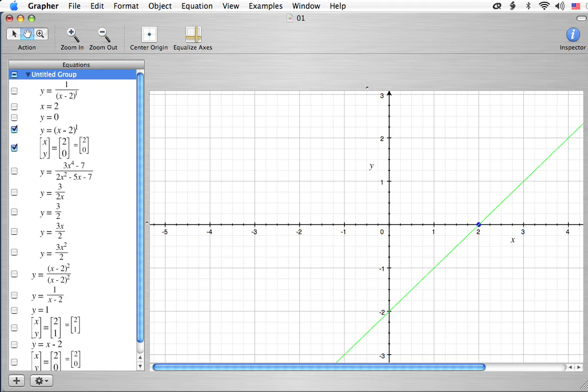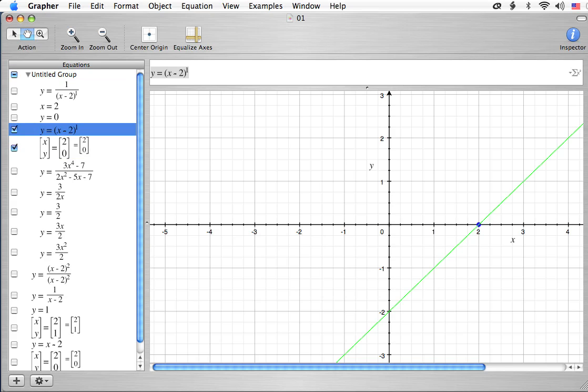Now, the behavior that we saw associated with this was that if the multiplicity was even, then the graph would just come down and just touch the x-axis. If it was odd, it would pass through. Even, just touch; odd, pass through. So that was the behavior associated with the top. We're going to be combining both of these behaviors.